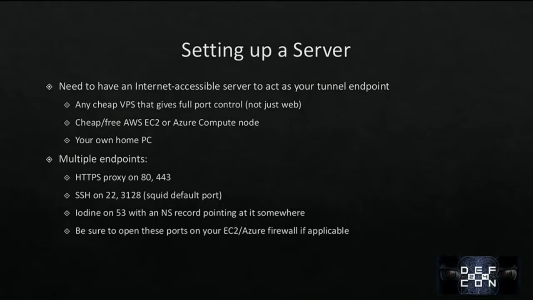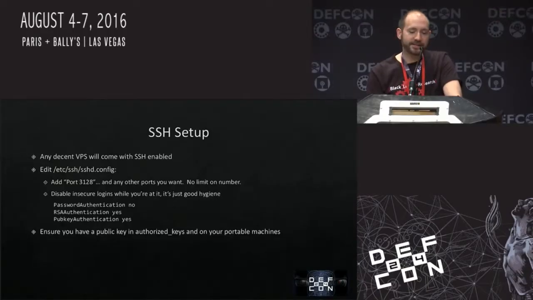So some endpoints we want to set up: HTTPS proxy, SSH, and iodine, which I'll talk a little more about, and also be sure you open the ports you set up on your server's firewall. So any decent VPS will come with SSH enabled, so go ahead and add port 3128 to that, as well as any other ports you might think is useful to connect to. Depending on the specific captive portals you're after, the ports available may be different. While you're at it, disable insecure logons on SSH, just because you should do that anyway, and ensure you have a public key available so you're not doing password login.